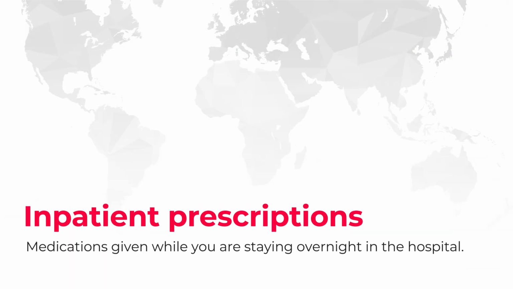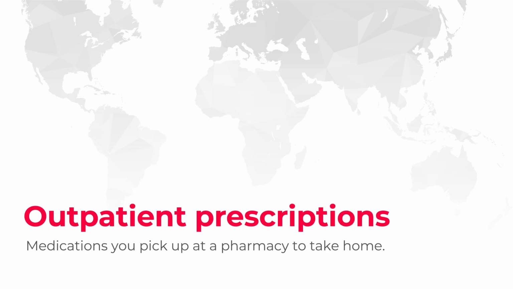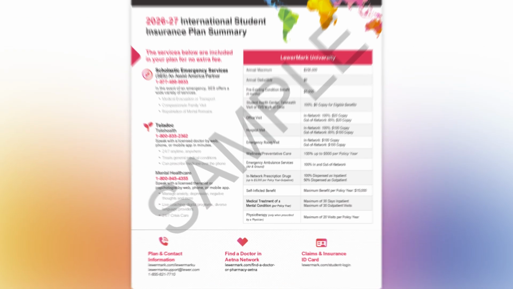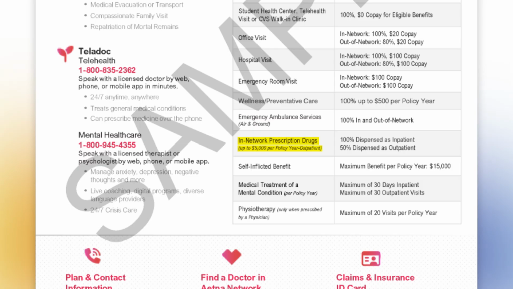You also have coverage for prescription drugs under your Lower Mark plan, and it is broken out as inpatient and outpatient. Inpatient prescriptions are medications given while you are staying overnight in the hospital. Outpatient prescriptions are medications you pick up at a pharmacy to take home. Prescription costs are covered at a certain percentage up to a specific dollar amount for each policy year. Be sure to review your school's plan details for exact coverage.